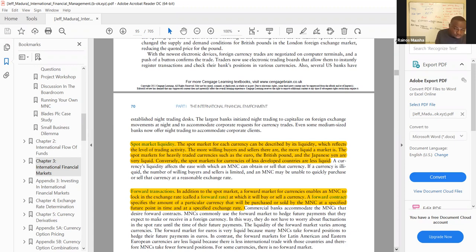So the date on which the transaction is going to happen, the amount that is going to be transacted, and the predetermined exchange rate are all determined today, although the transaction is going to happen in the future. You'll know exactly how much you are buying or selling now, and exactly when you are going to be buying or selling. Is it after 3 months, after 6 months, or whatever period of time.